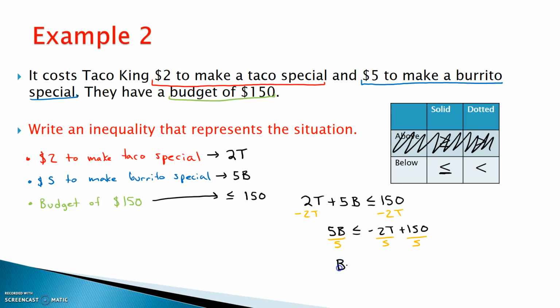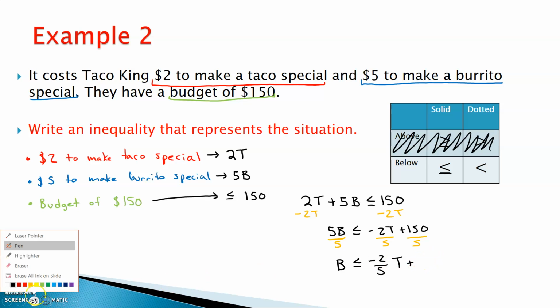So now b is less than or equal to negative 2 over 5, I can't divide it, so I leave it as a fraction. Bring down my t, a capital T so it doesn't get confused with the plus sign. Plus, and then what is 150 divided by 5? That's going to be 30. So I bring down 30. All right, so there we have it.